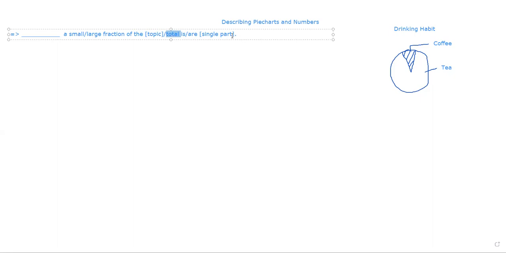So single part means whichever specific section you are talking about, you are going to write the name of that specific section of the pie chart. Okay then. Now this expression, a small or large fraction.